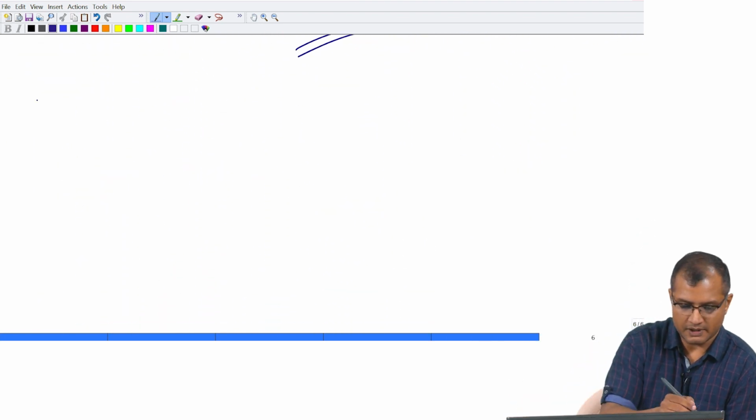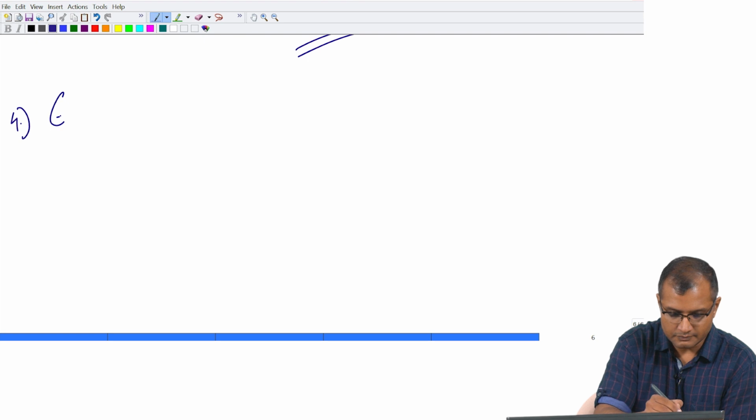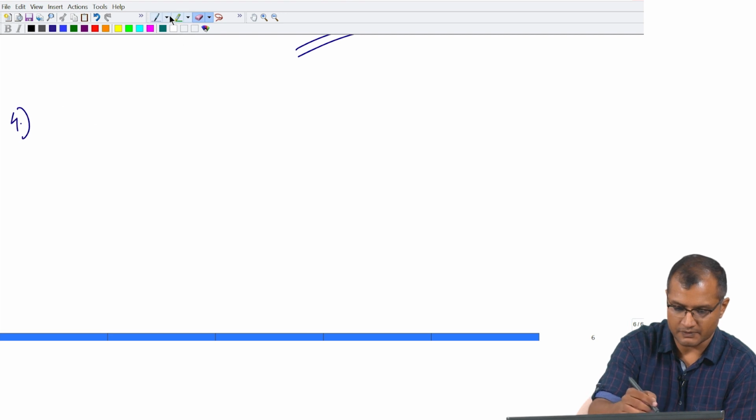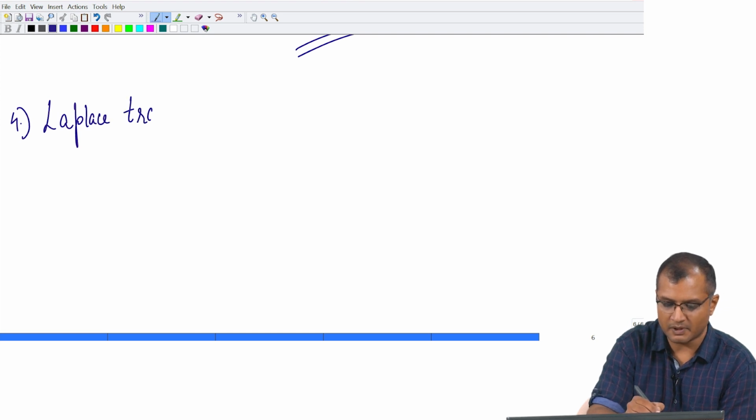And this brings us to the last topic in the discussion, which is the gamma function. So, I will introduce the gamma function from Laplace transforms. Since I have already taken a Fourier transform example, I will take one example in the Laplace transform.